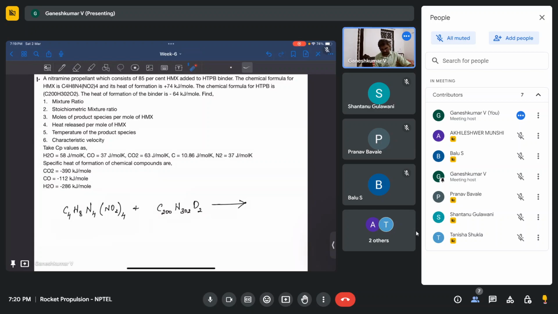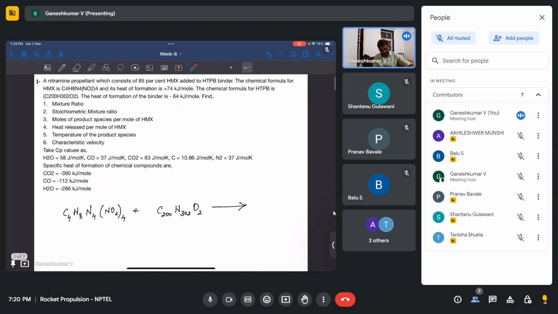Okay, so they are telling us that 85% is HMX. So what does it mean? They didn't say whether it is a volume basis or mass basis, so maybe we can take it on a mass basis. HMX is 85% of the mass, and HTPB is the remaining 15% of the mass.